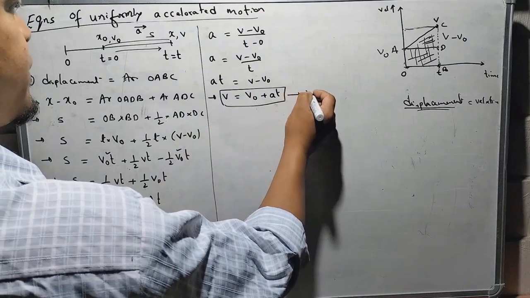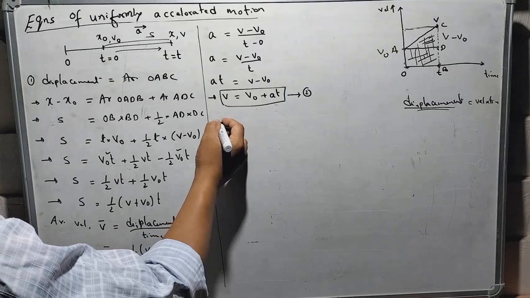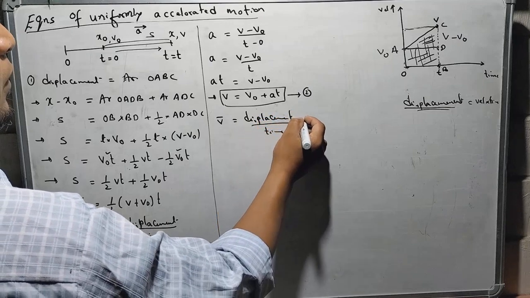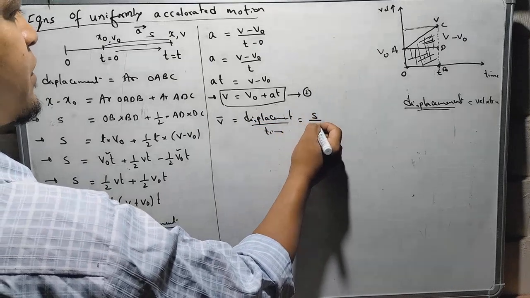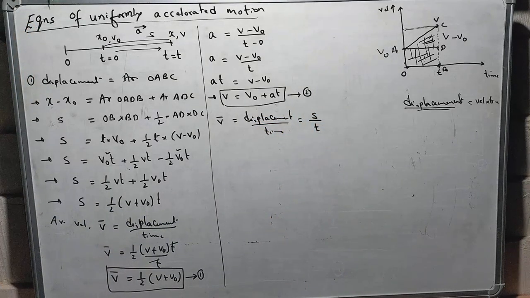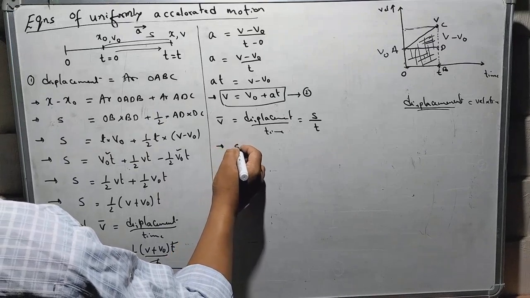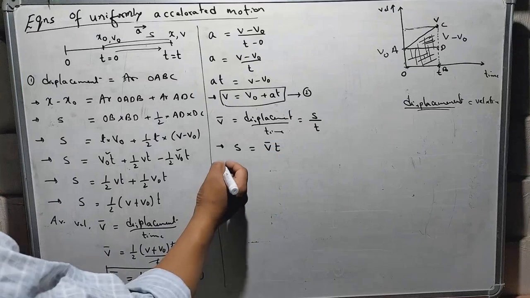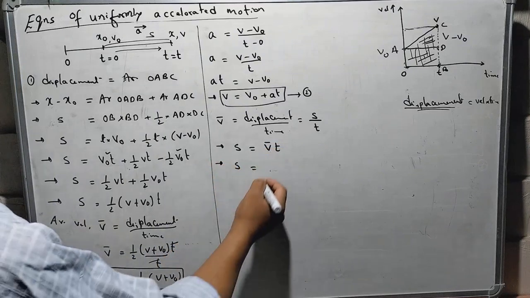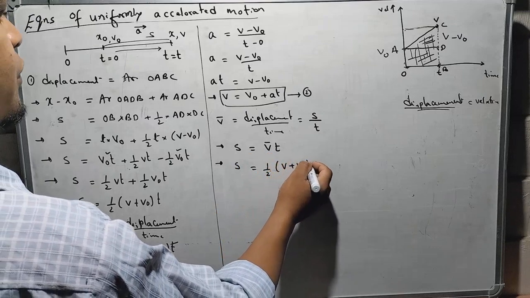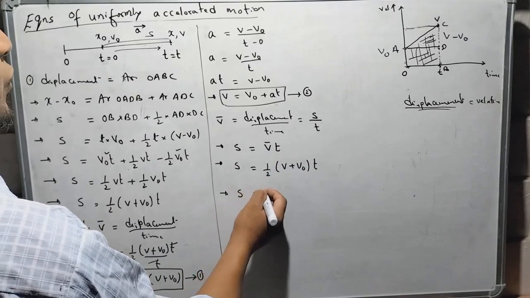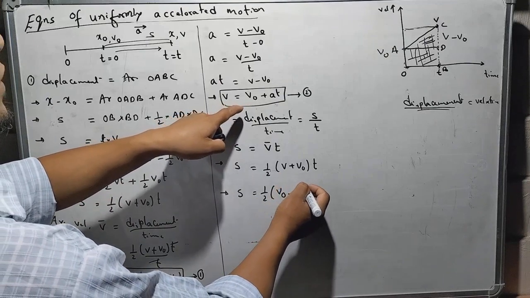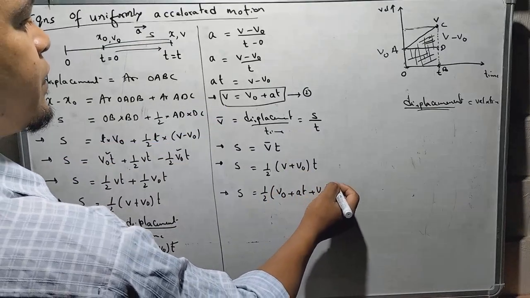Next, let us look at the third equation. So we know this average velocity is equals to displacement upon time. Displacement is S, time is T. So if you find out S from here, you'll get V bar into T, or S is equals to, how much is V bar? It is half (V plus V naught) into T. Or I can say S is equals to half, instead of V, from equation 2, I can say V naught plus AT, that is the value of V, and then plus V naught, and then T outside.